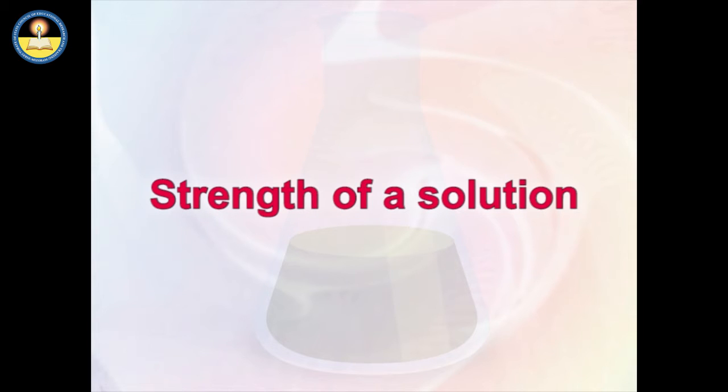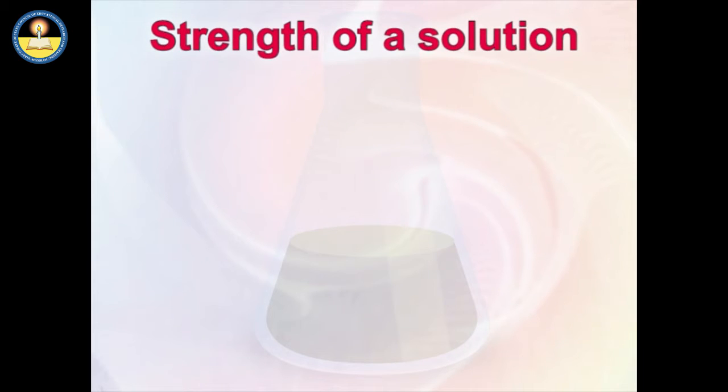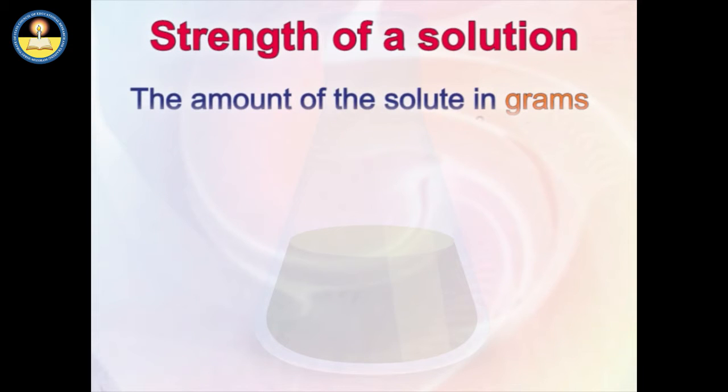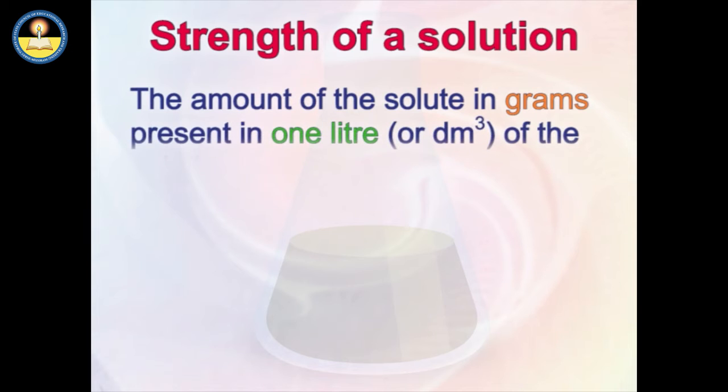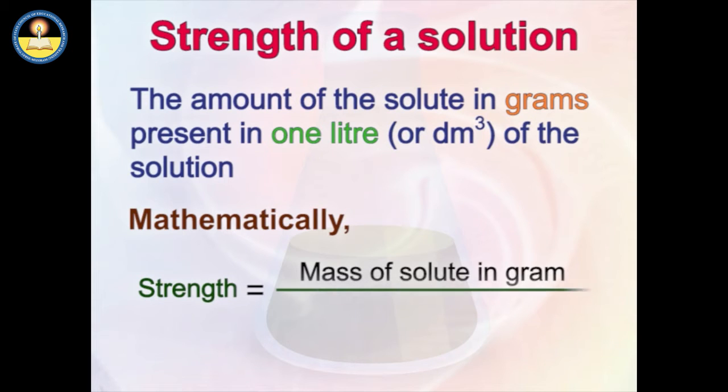Let us now try to understand strength of a solution. Strength of a solution may be defined as the amount of solute in grams present in 1 liter of the solution. Mathematically, strength is equal to mass of solute in gram divided by volume of solution in liters.